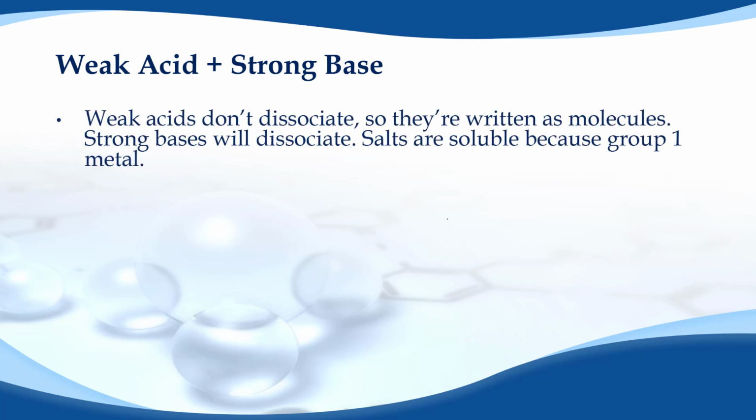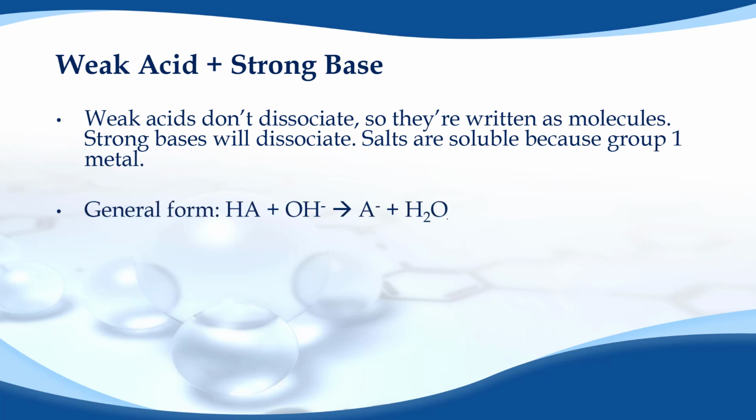So again, weak acids don't break up 100%, so we write them as molecules with the little AQ next to them. Strong bases always break up into ions. Now your salt that you form will always be soluble because the metal is always a group 1 metal, right? So we don't have to worry about solubility there.